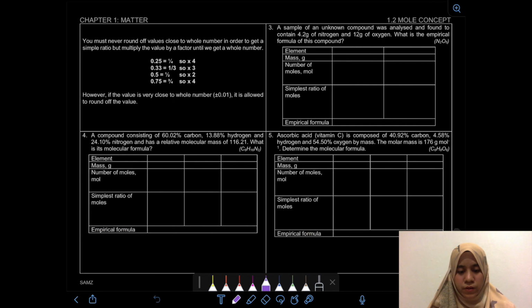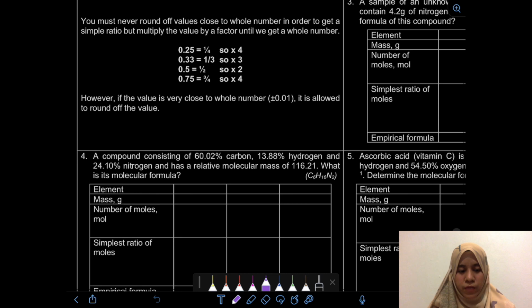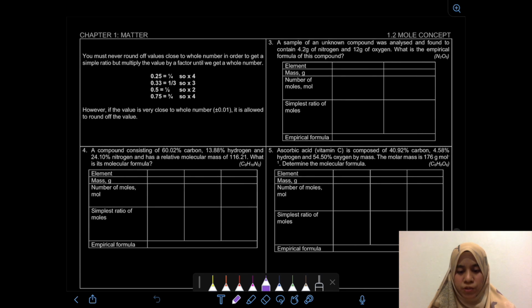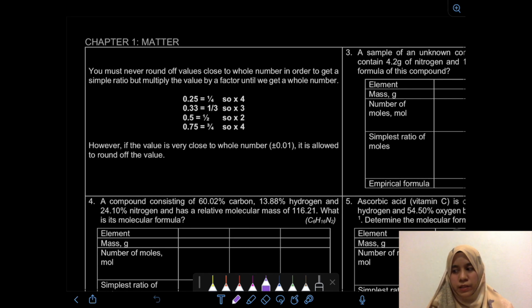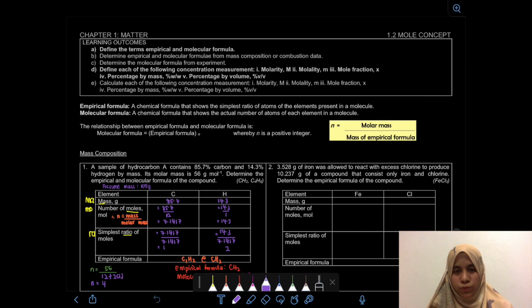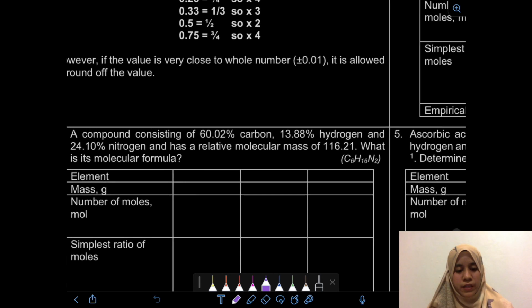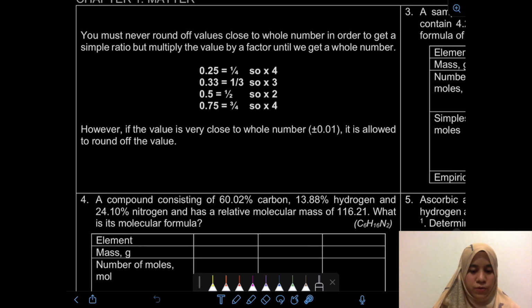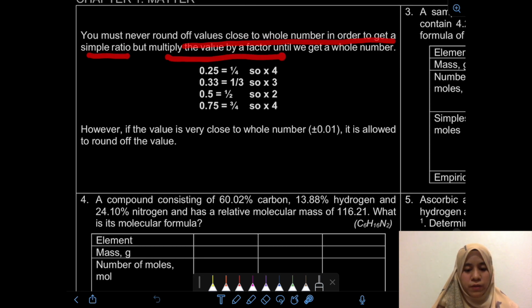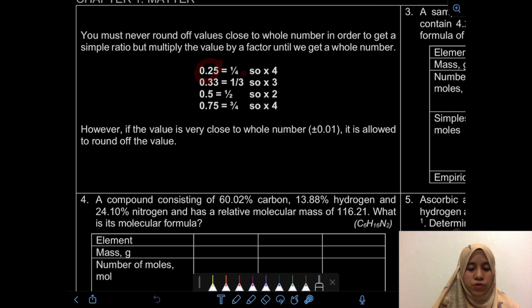Okay. So now let's look for example number 3. Okay, example number 3 ni lain sikit. So previously, if you have done your example 1 dengan 2, you got a whole value, dapat 1 dengan 2. Okay, but then when we look here, dia kata dekat sini, you must never round off values close to a whole number in order to get a simple ratio, but multiply the value by a factor until you get a whole number. So for example, if you got 0.25 times 4, kalau 0.33 times 3, 0.5 times 2, 0.75 times 4.